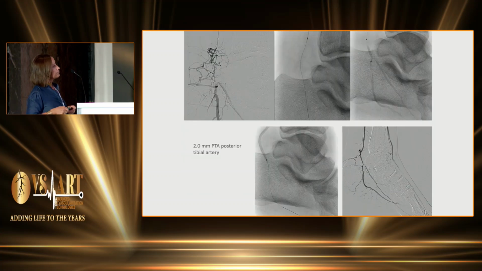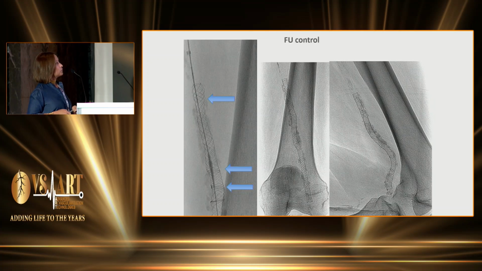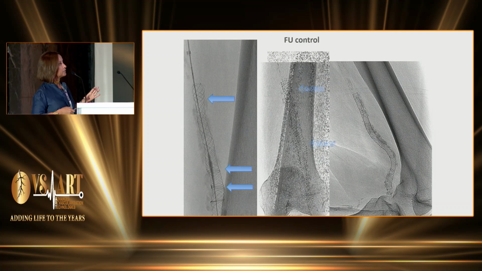And we dealt with the distal occlusion of the posterior tibial artery with angioplasty at 2 millimeter with a good result. What was really important to underline in this case is that only thanks to a good vessel preparation could we achieve the implant of the Supera in a good way, with a good morphology of the stent at the follow-up.